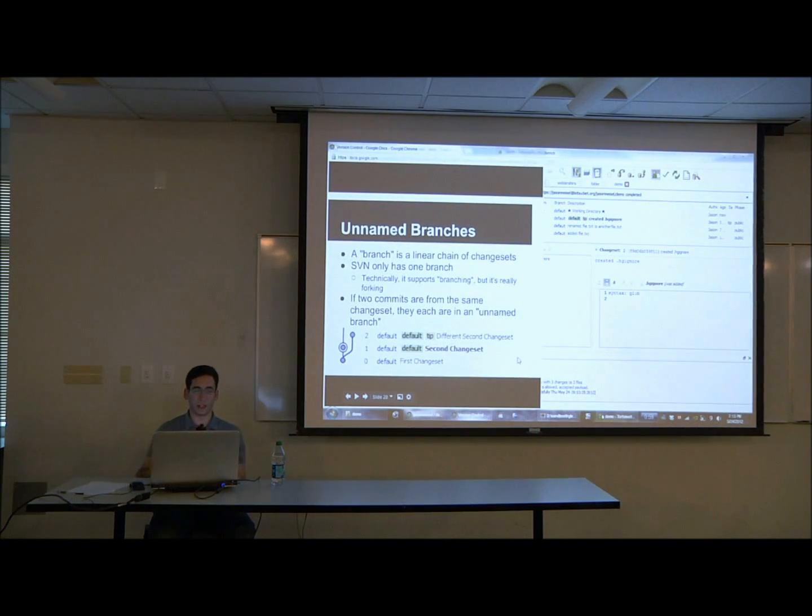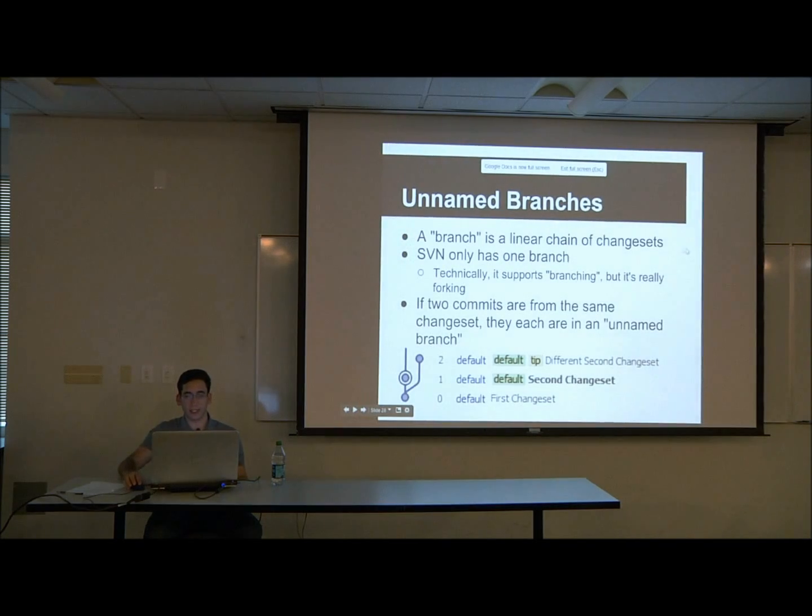So now on to the more fun stuff, unnamed branches. So a branch, like I said before, is a linear chain of change sets. So Subversion only has one branch. Technically it supports branching, but it's kind of more forking and it's just terrible. Who here has used Subversion branching? You guys are insane.